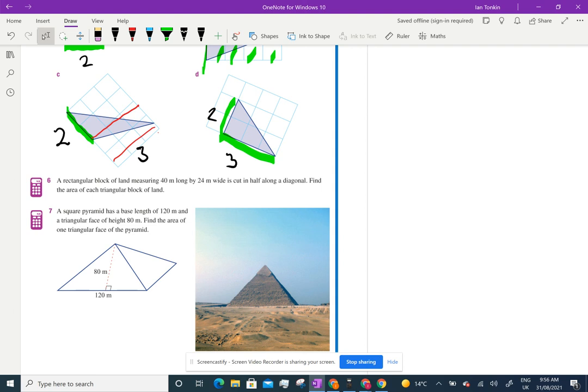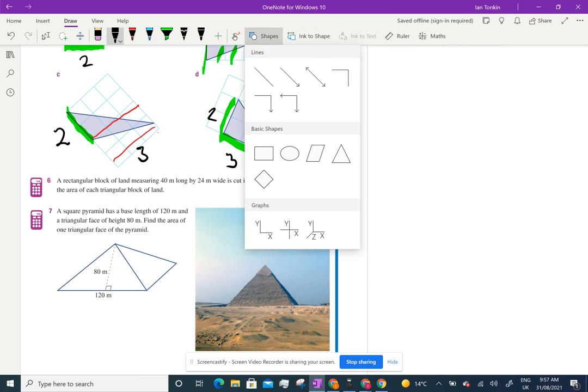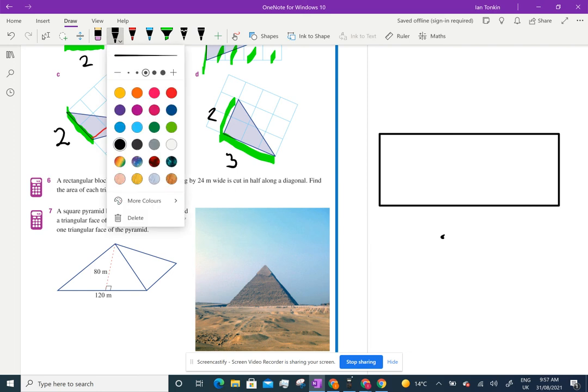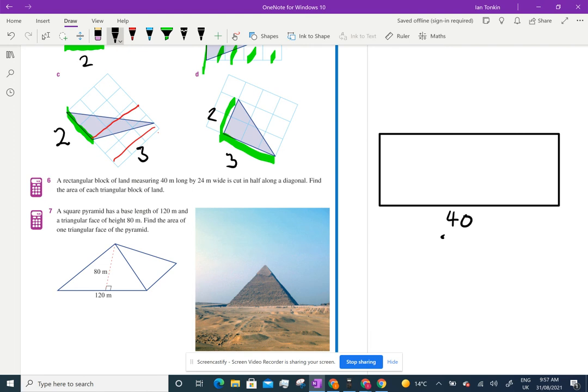So we have a rectangular block of land, right? A rectangular block of land. So let's draw ourselves a rectangle. You have a go at this yourself. There's my rectangle. And they say 40 metres long, 20 metres wide. So it's 40 by 20. And it's cut in half along the diagonal. Find the area of each triangular block.